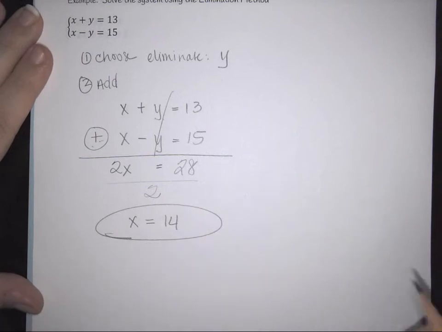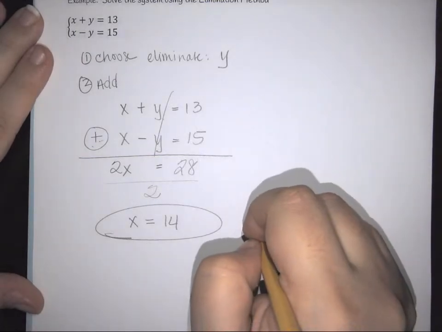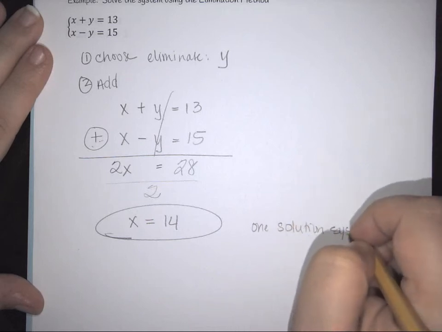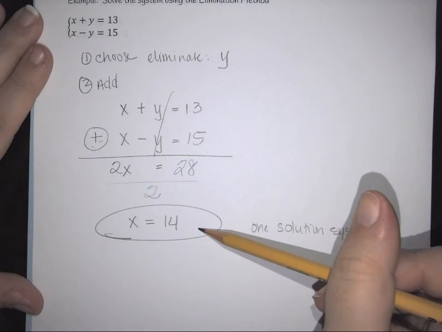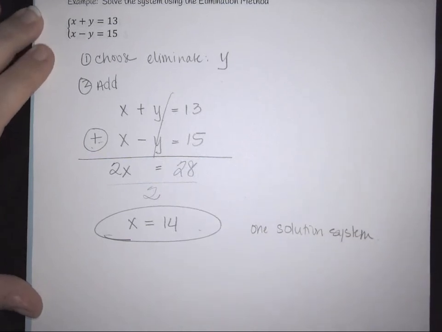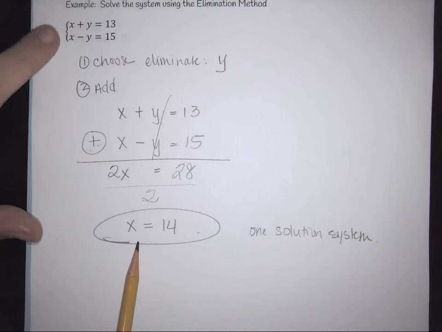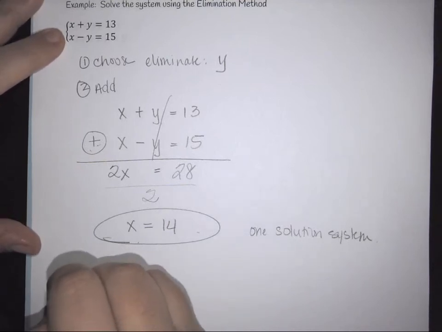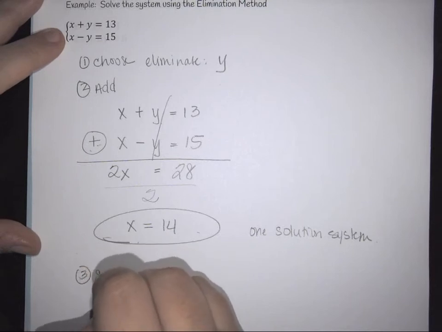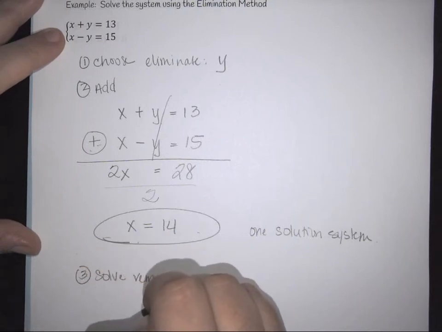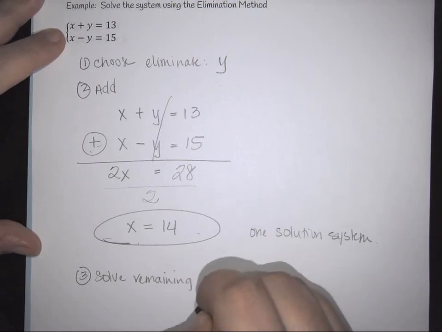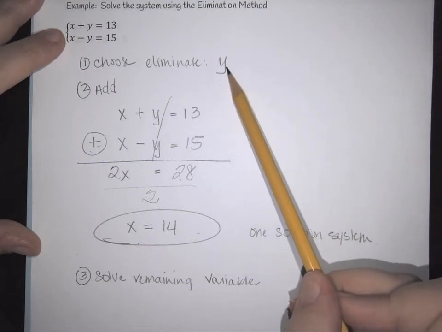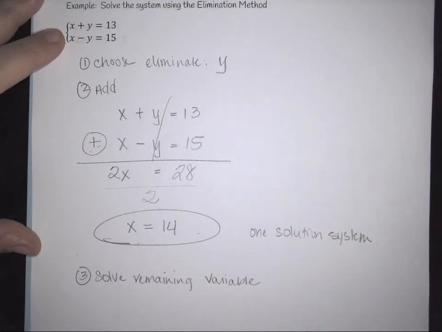Now if you look, this automatically means that we have a one solution system, because it is this step that's going to dictate what you do. Now that we know what the x is, I have two equations to choose from. It does not matter which ones you choose, but your third step is going to be to solve for the remaining variable. In other words, the one that you eliminated. So we eliminated the y, now we have to solve for the y.